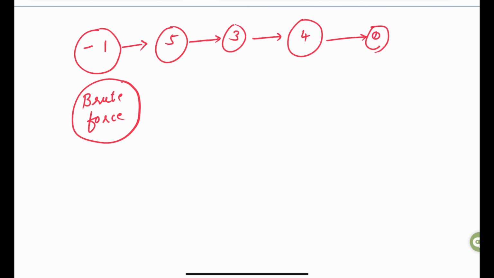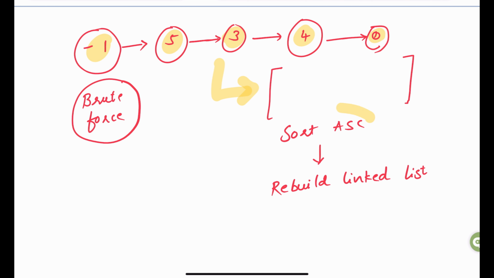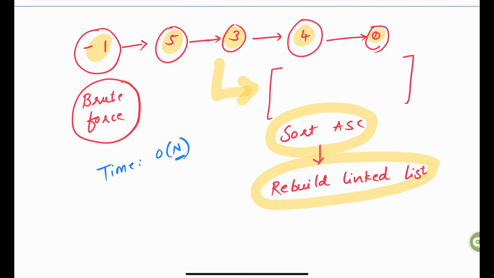Starting with the brute force approach, we'll start traversing through all of the nodes in the given linked list, save it in a collection, sort the collection in ascending order, and then rebuild the linked list using the sorted array. This solution gives us the time complexity of O of n log n, where n is the number of nodes in the given linked list, and space complexity is O of n as well, as we are maintaining this collection with all of the values of the nodes and then sorting it. This is one way of solving the problem.